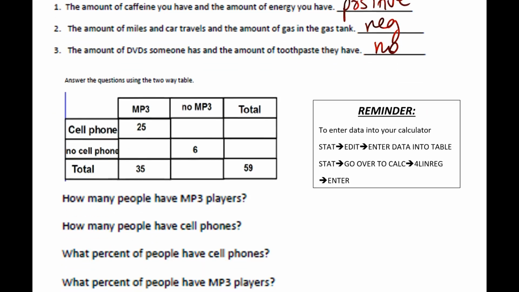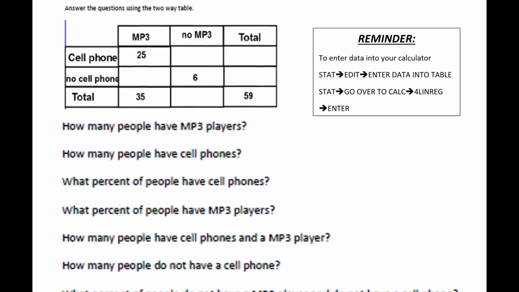Quick reminder, when you are putting this in your calculator, remember we always hit stat and then we press edit. I'm doing this right now. We put it in our list 1, list 2. After we do that, we hit stat and we go over to calculate, hit 4 and press enter, and we get our wonderful equation. Don't forget about that because you'll need it tomorrow.